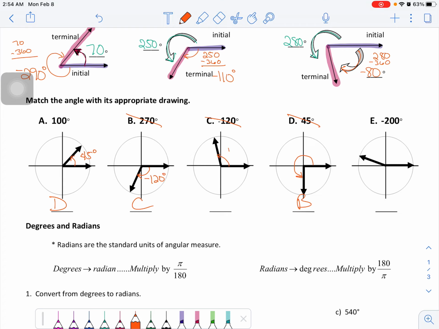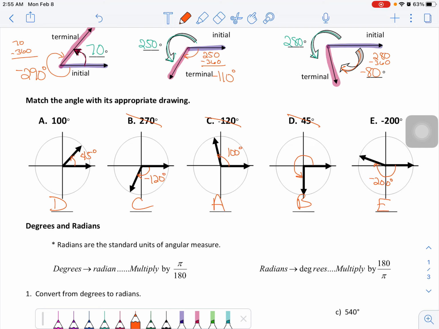That leaves me two more. This is a little bit more than 90 degrees, which would be the right angle. So I'm going to say this is 100 degrees. That's going to be A. And negative 200 is going to be a little bit more than the 180, which would be the straight angle. So if I rotate a little bit more clockwise, that would be the negative 200 degrees. That's answer E. So D, C, A, B, E.